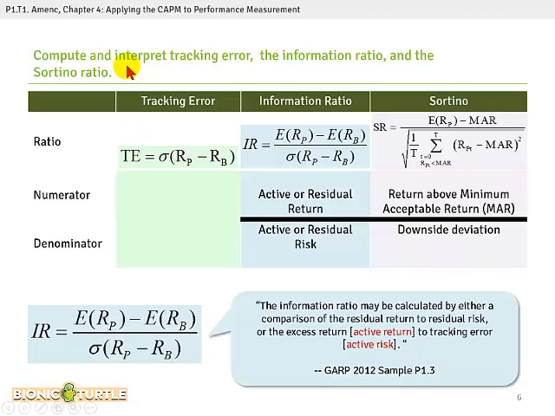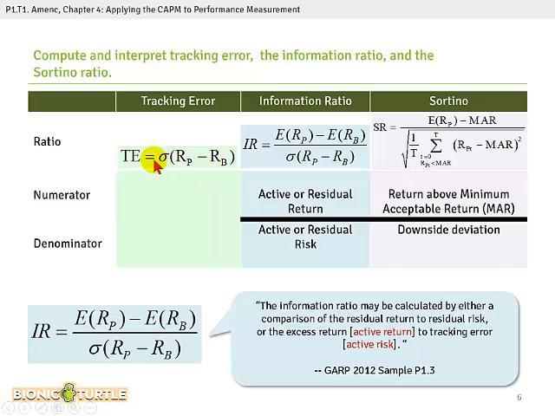And then the second set of key ratios here is tracking error, information ratio, and that Sortino that I mentioned before. Tracking error and information ratio are both very common, very popular. So here we've got the tracking error is the standard deviation of that difference between the portfolio return and the benchmark, right? So this benchmark could be defined. Notice that's return of the benchmark. We can decide to define that.